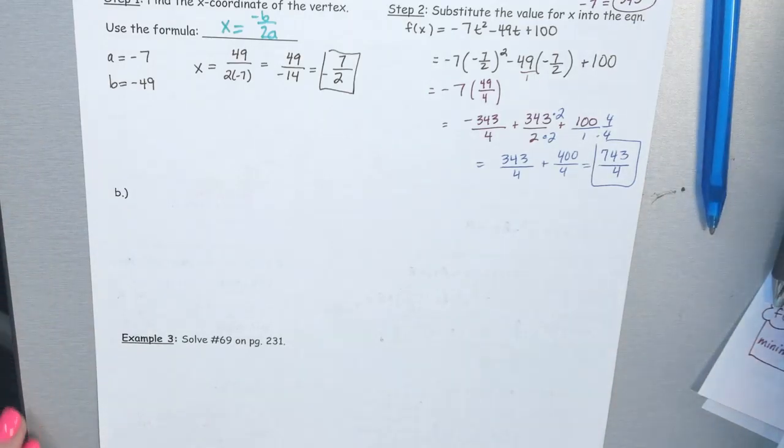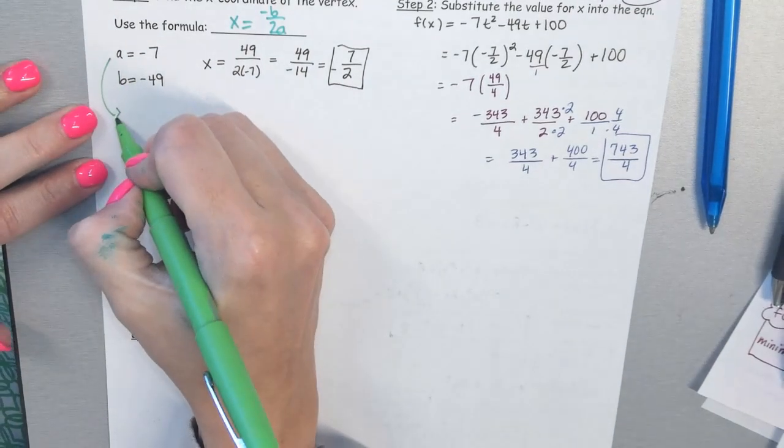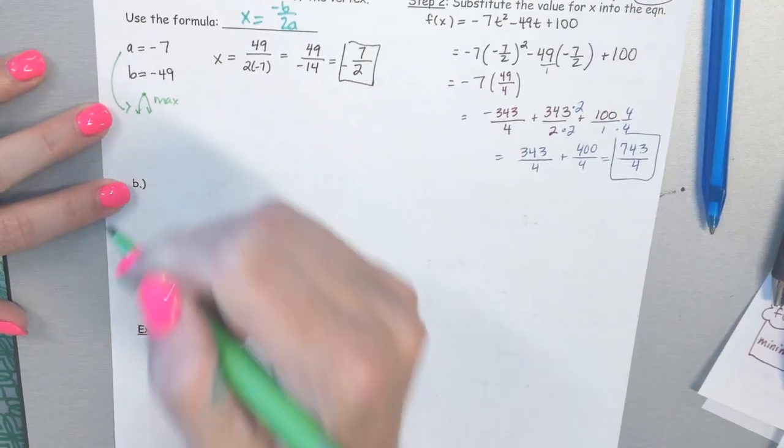Okay, and then it says find the maximum or minimum value. Because your a value is negative, we know that it will be a maximum.